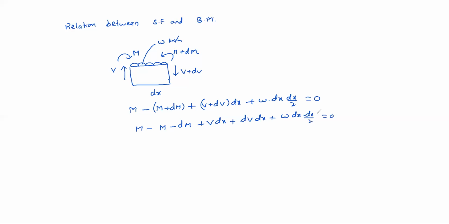Wherever two differential quantities are multiplied, that can be neglected. So this quantity as well as this quantity can be neglected. These are neglected, since they are products of two small quantities. Then M gets cancelled. So what else is there? Minus dM plus V dx equals 0, or V equals dM by dx. So shear force is the rate of change of bending moment.